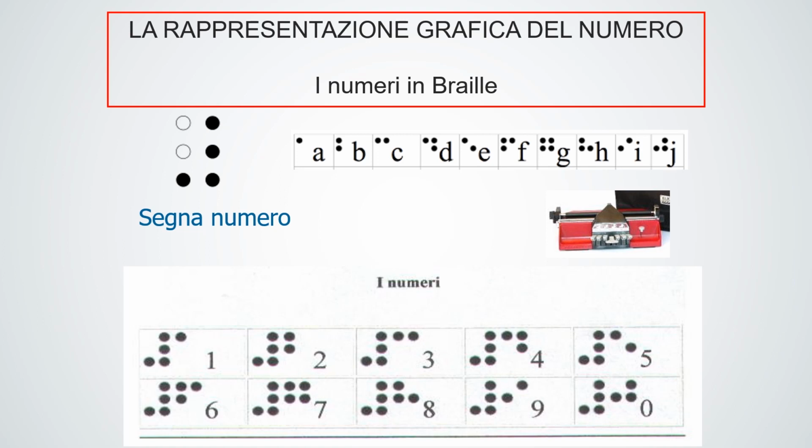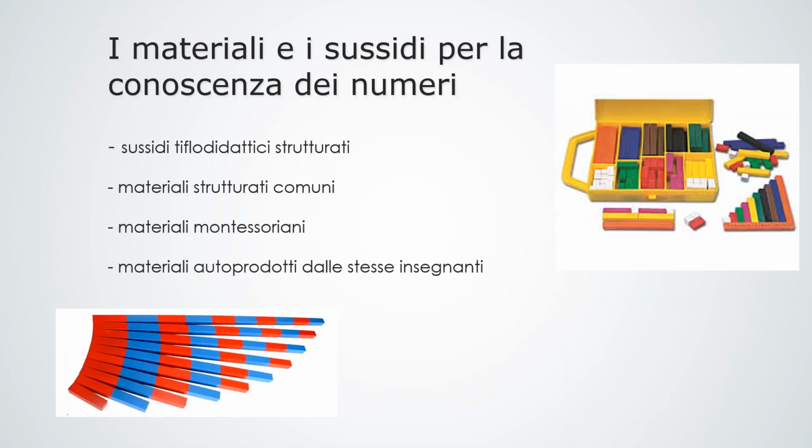The child then uses the operational tools of writing, such as dactylo-braille, to write the numbers and operations in rows on the paper.